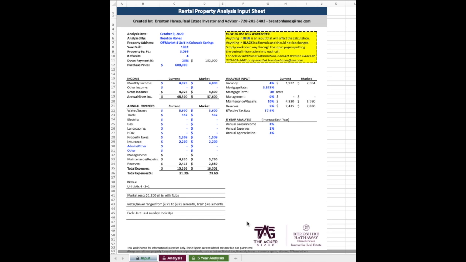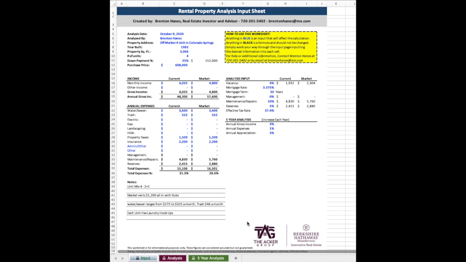Now keep in mind, anything that's blue is something that we can change. As far as numbers go, anything that's in black is an auto calculation, so we just want to focus on the blue. We do have some notes down below that we can put in about the property. As you can see, I have some unit mix and what I think market rents are and things like that. So let's start at the top.